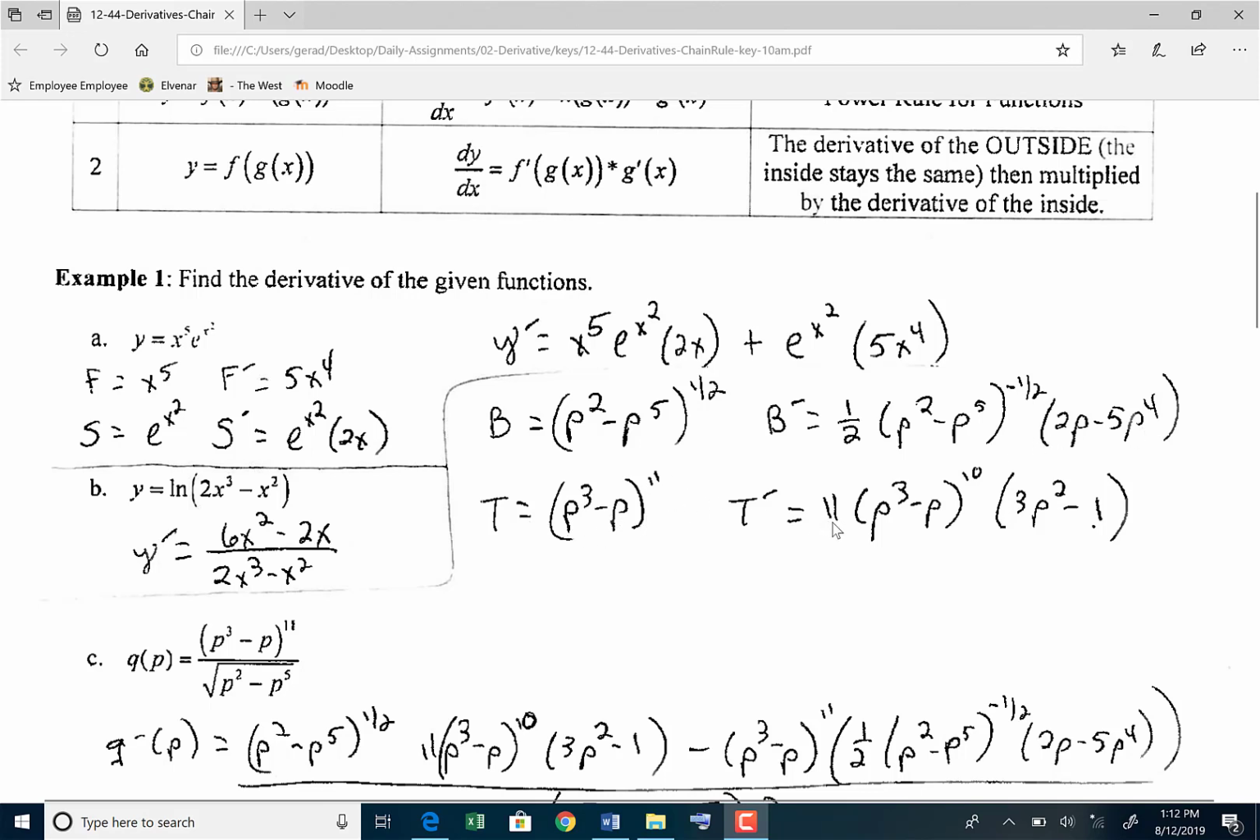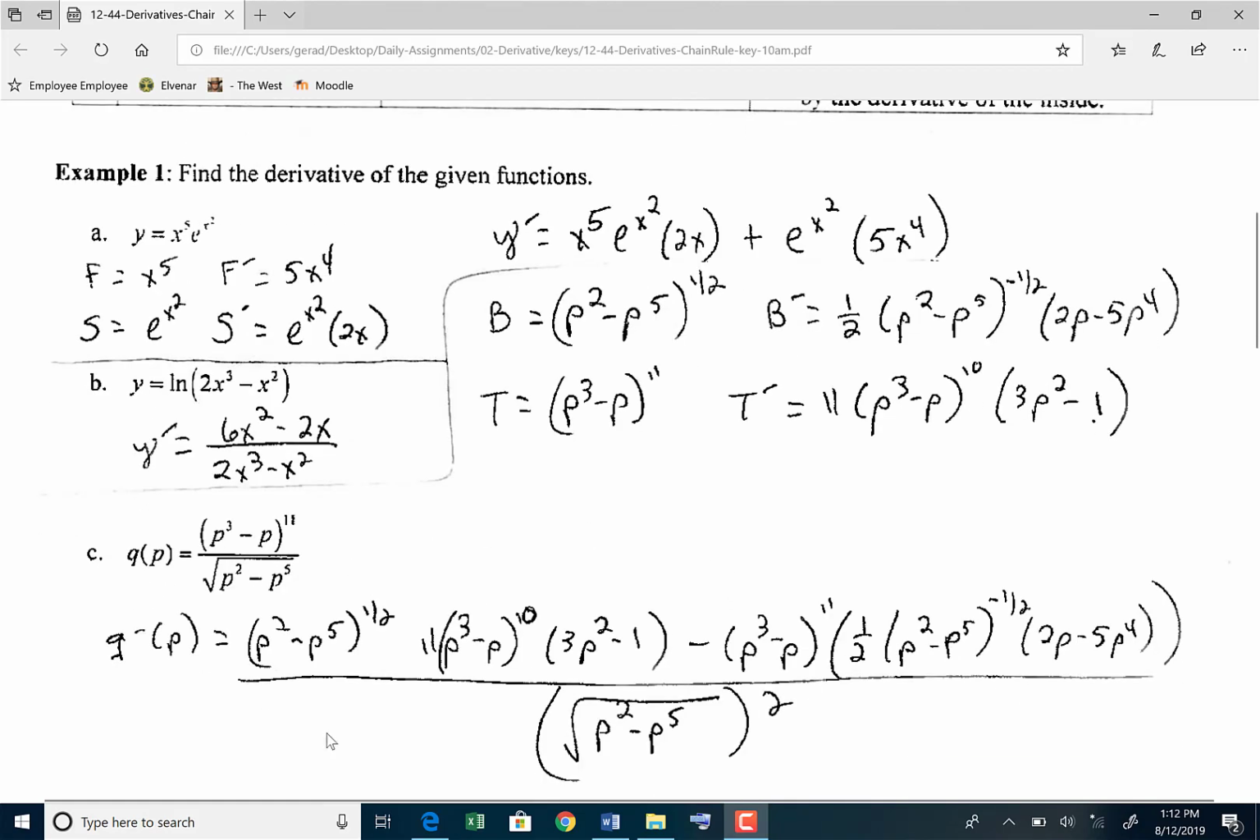The exponent goes in front, the inside stays the same, subtract 1 from the exponent, times the derivative of the inside. And then because this is a quotient, we put all those pieces together down here. So the bottom function times the derivative of the top function minus the top function times the derivative of the bottom, all over the bottom squared. A lot going on there, but break it down into its individual pieces and do them one at a time.